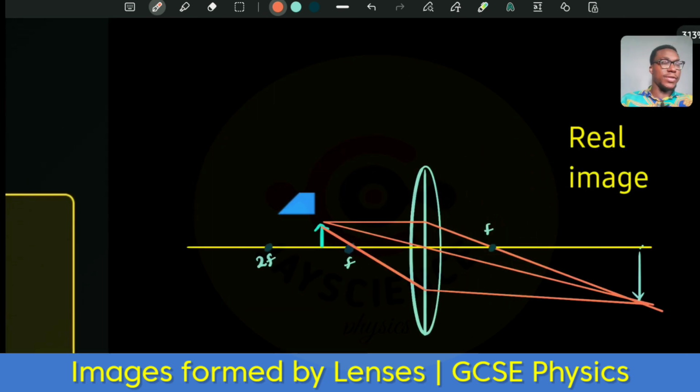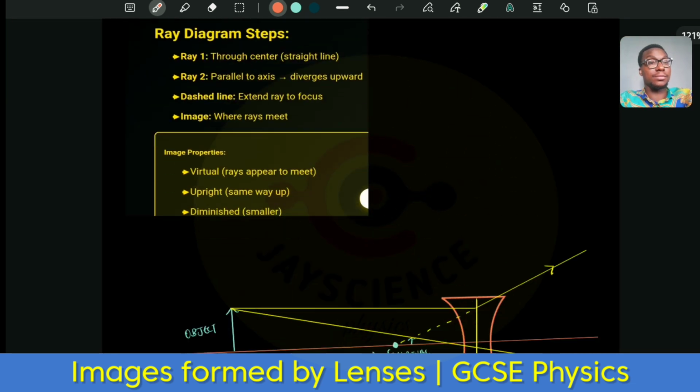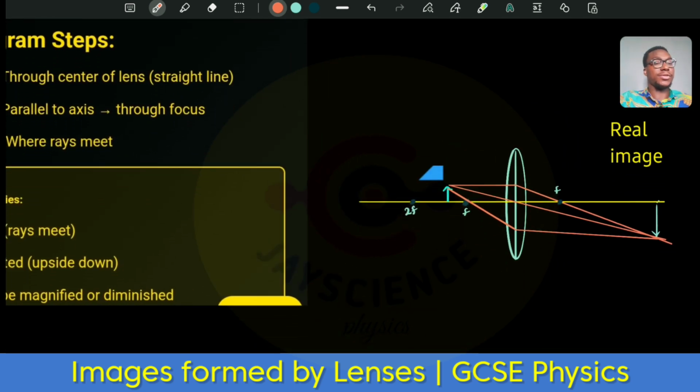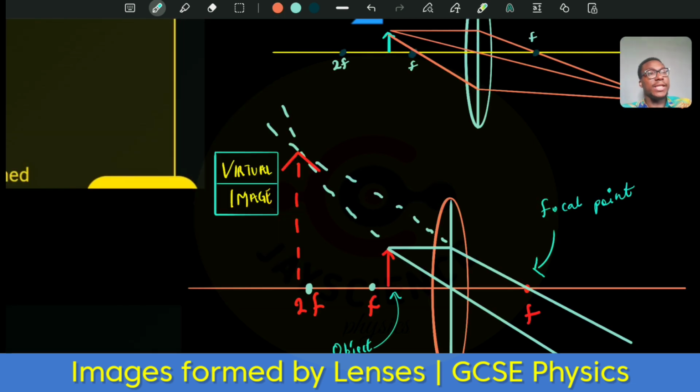So for the sake of emphasis, remember, convex lenses will always form a real image so far your object is placed at the focal length or at a greater length than that. But once your object is placed below the focal length, then you get a virtual image. Now, in what situations do we get a virtual image? We'll talk about that in a moment. We'll have a case where the object is placed at a position lesser than the focal length.